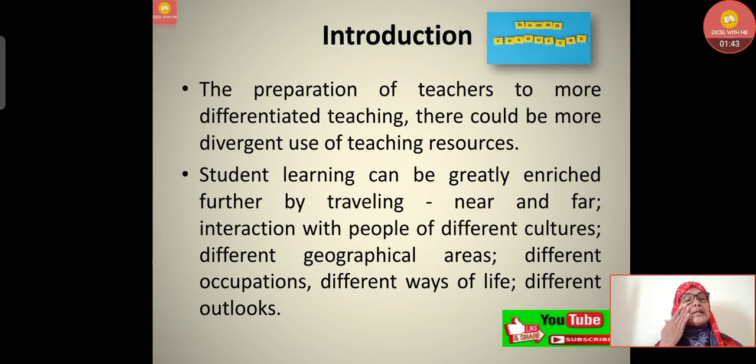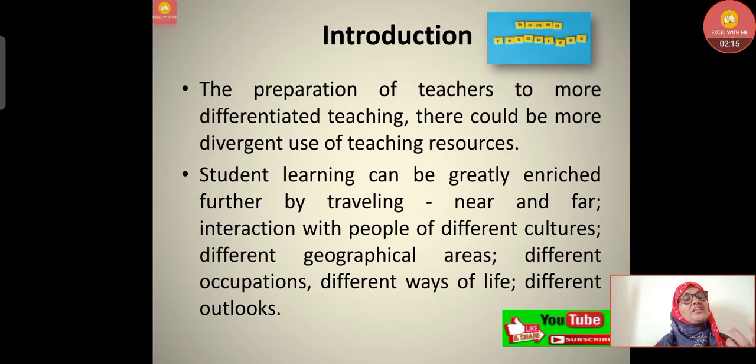Then student learning can be greatly enriched further by traveling near and far, and interaction with people of different cultures, different geographical areas, different occupations, different ways of life, different outlooks. So after passing out from school, the children should have an idea where they want to go to achieve their goals, which geographical area they are going to live in. All these conditions they should understand. What are the different cultures we have in our country?